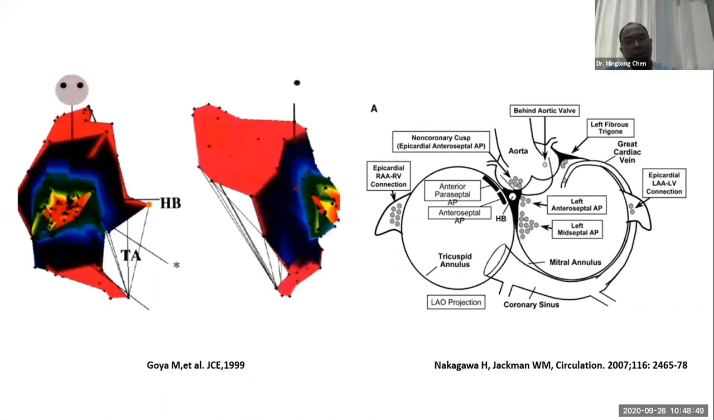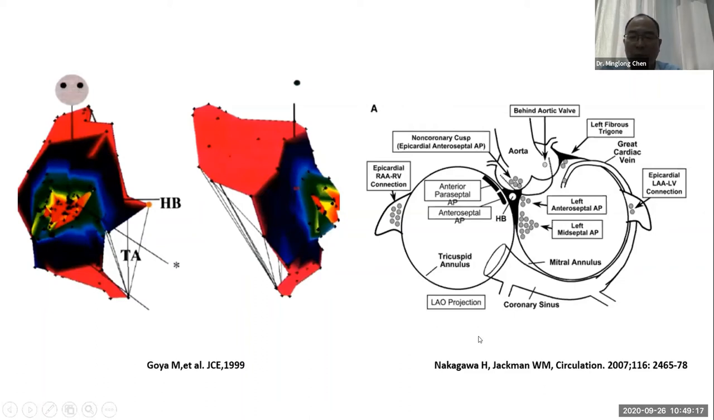So the first case report of the epicardial extra pathway on the right side is by Dr. Goya. And this is a direct connection from the right atrial appendage to the right free wall of the ventricle, or even the base of the outflow tract, the anterior wall. So this is the direct connection. Obviously, this is the epicardial pathway.